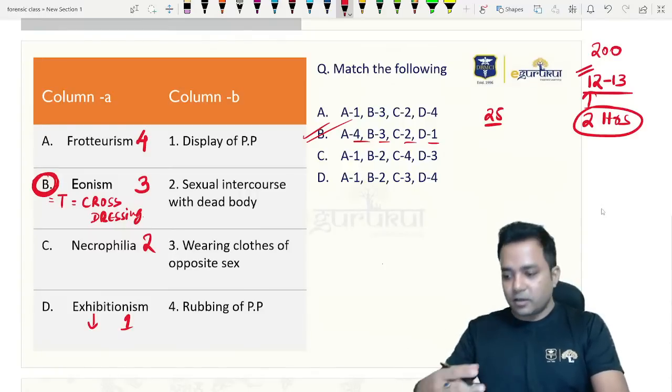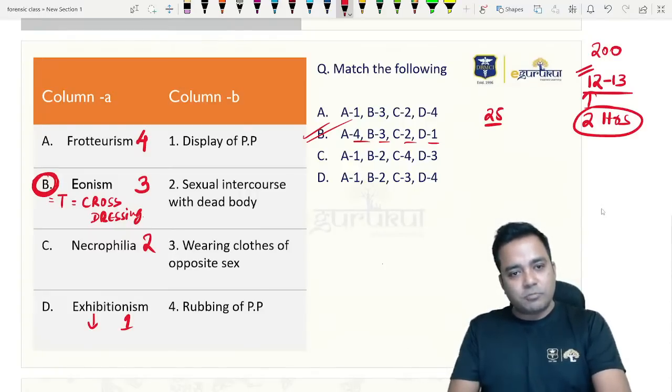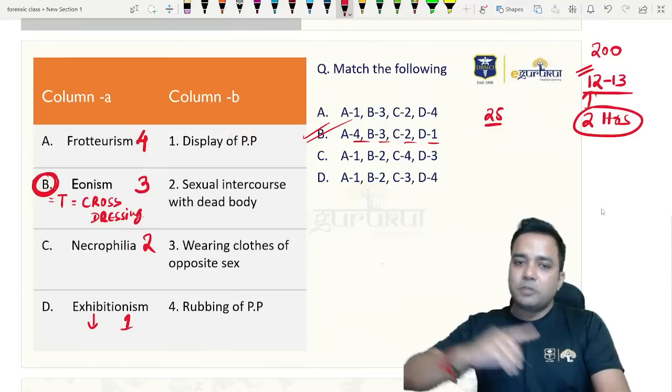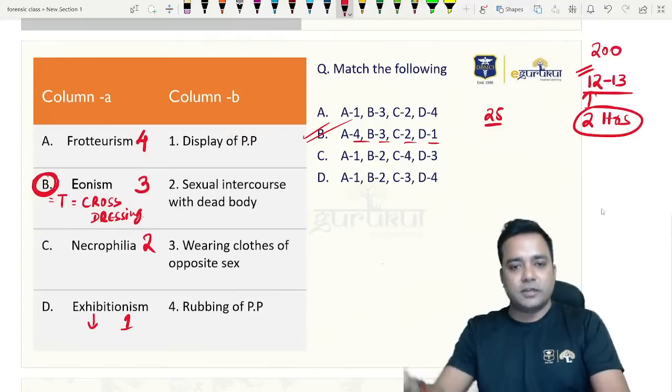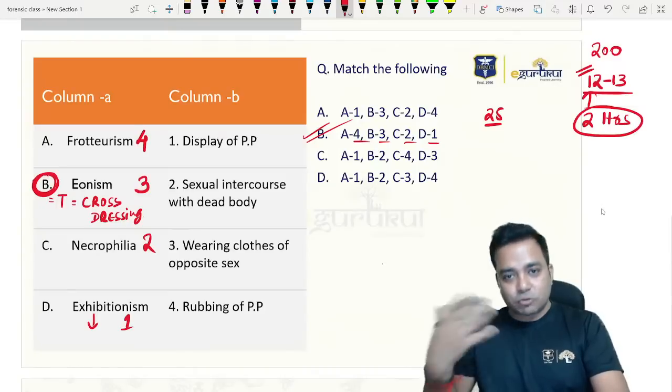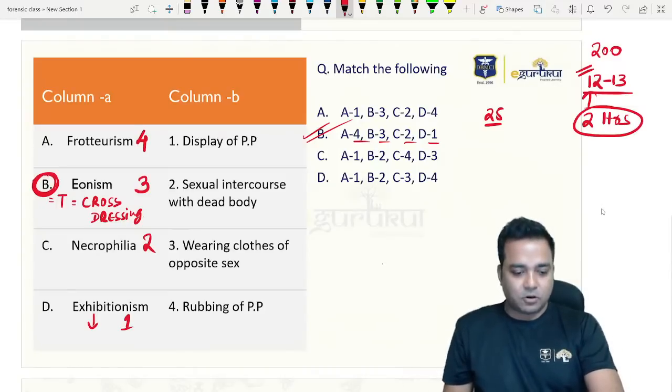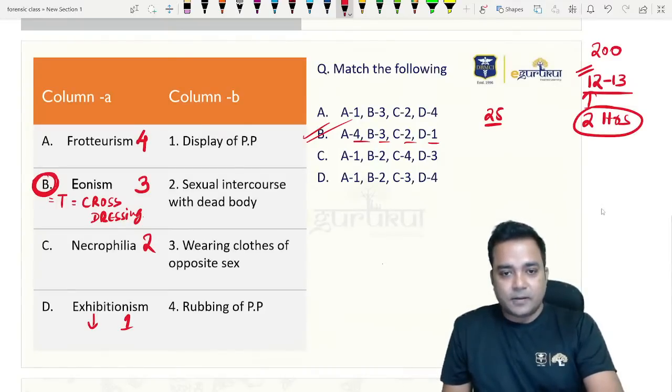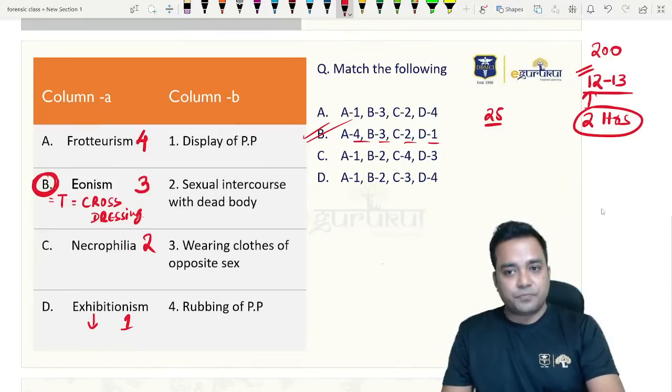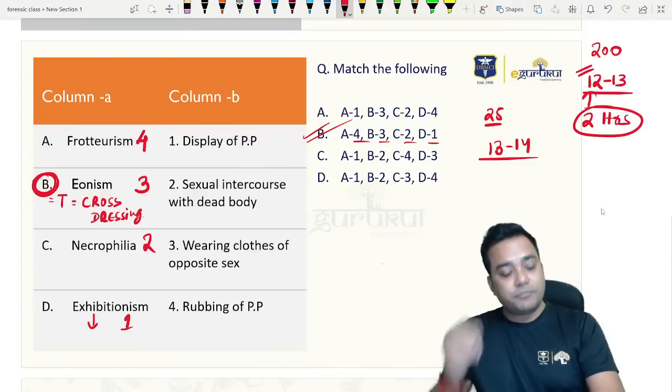There will be no change in law. If eonism is wearing clothes of the opposite gender, it will remain so throughout. It won't change all of a sudden. So this is a scoring subject, not to be left out. And in future exams you will see 13 to 14 questions. From 12 to 13, it will increase and touch 14 or 15.